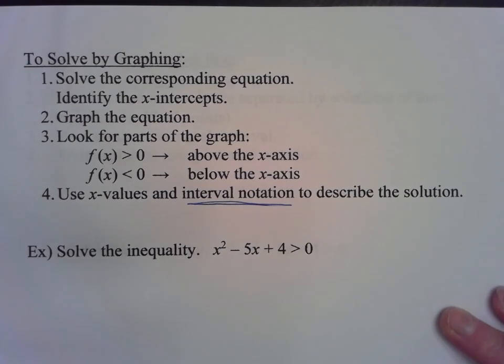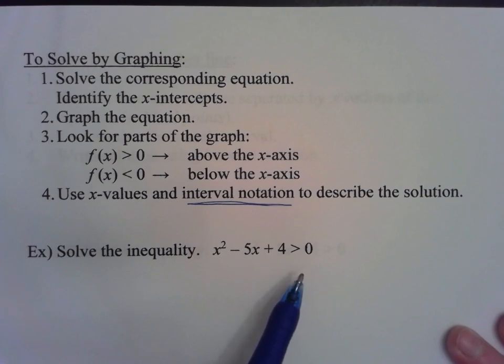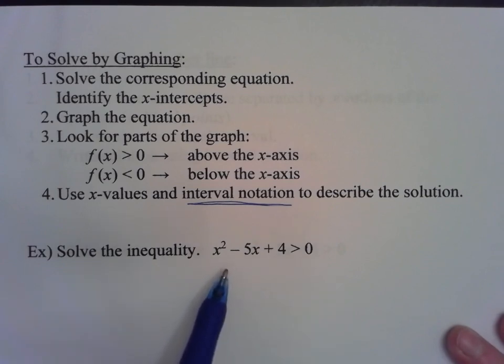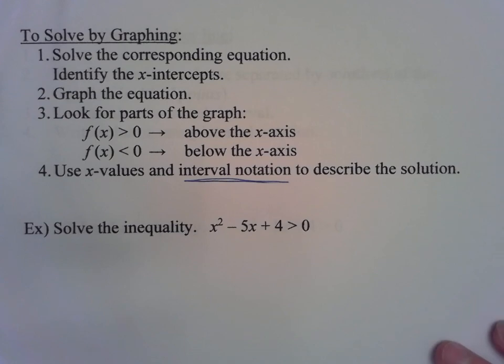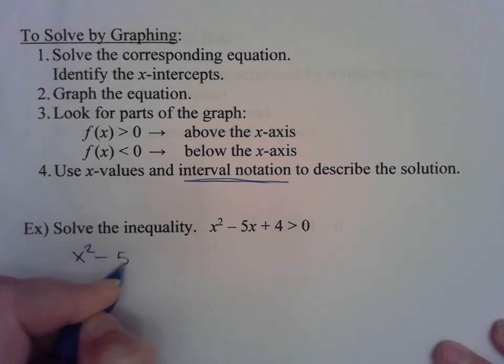Okay, so here's an example. Let's say we have x squared minus 5x plus 4 is greater than 0. So we want to know what x values will make this whole expression positive, or greater than 0. So we're going to just follow these steps. We're going to start by putting in an equal sign.